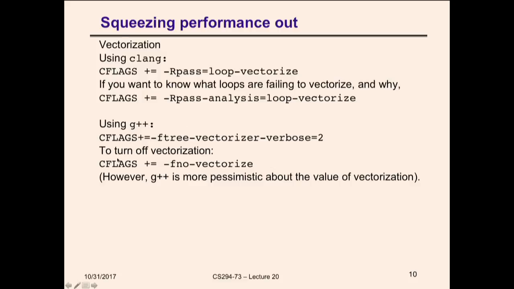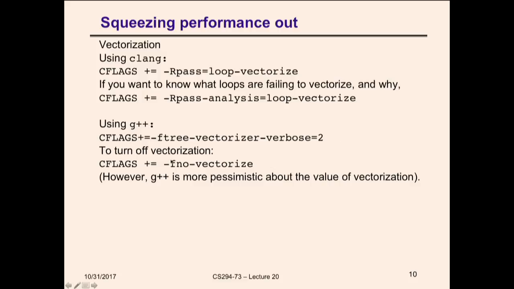Now, similar things are available in g++. The thing that does both, forces the vectorization and tells you what's going on, both why it's succeeding and failing, is the flag -ftree-vectorizer-verbose=2.